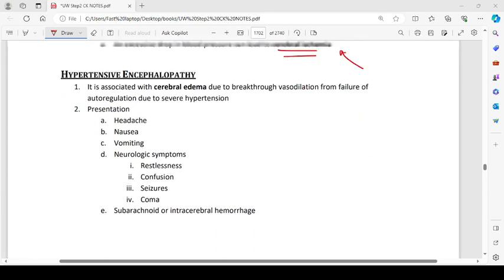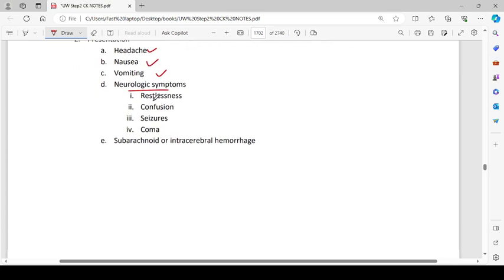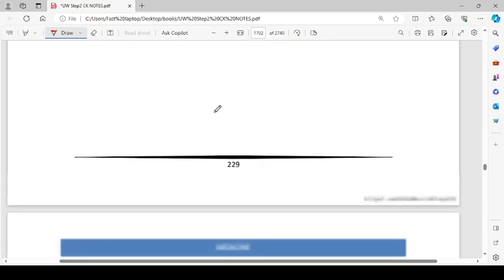Hypertensive encephalopathy is associated with cerebral edema due to breakthrough vasodilation from the failure of autoregulation due to severe hypertension. The presentation is headache, nausea, vomiting, neurological symptoms like restlessness, confusion, seizures, coma, subarachnoid or intracerebral hemorrhage.